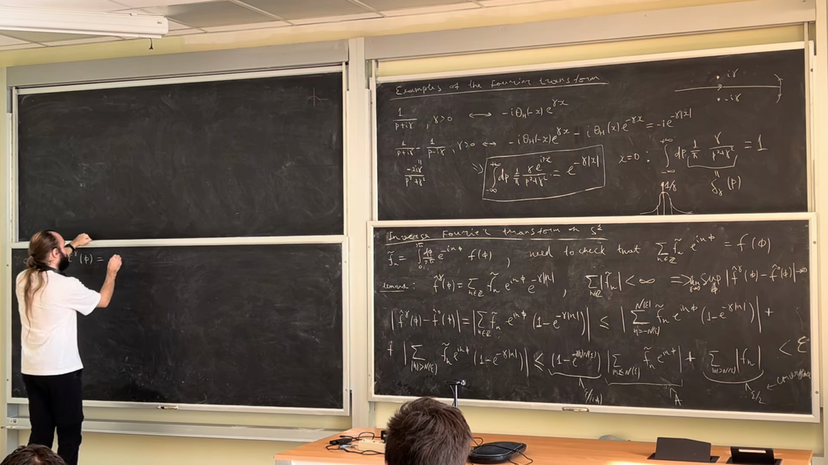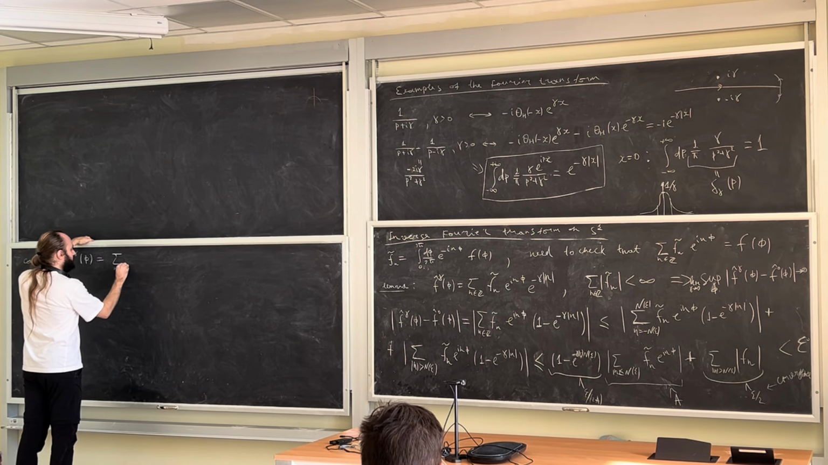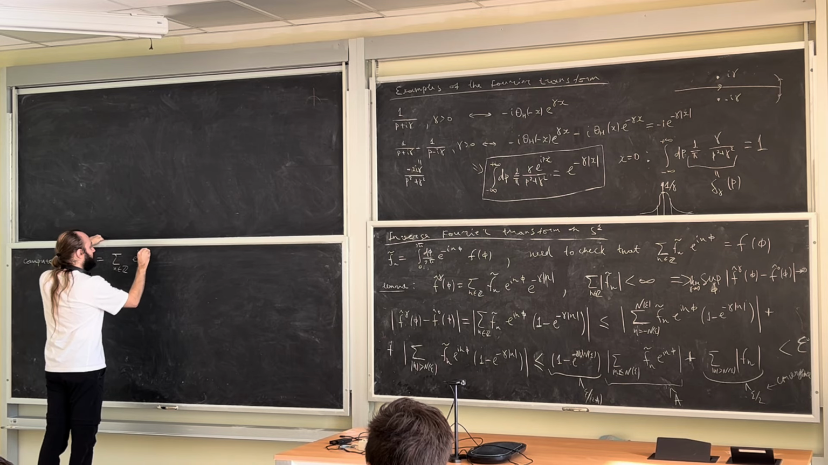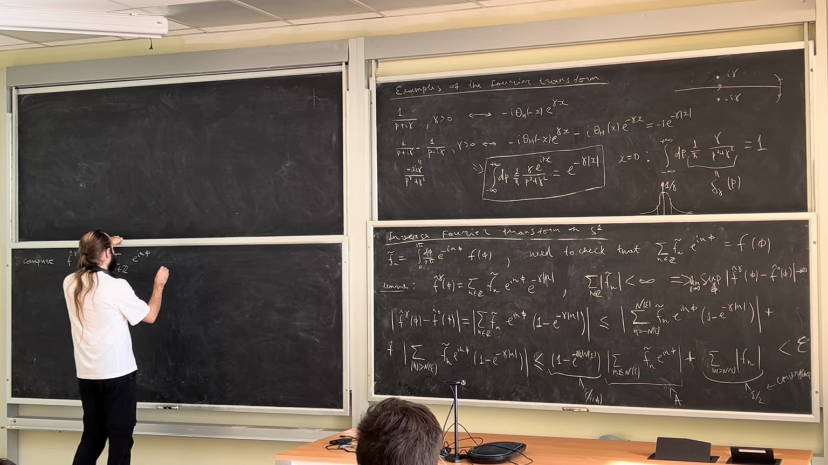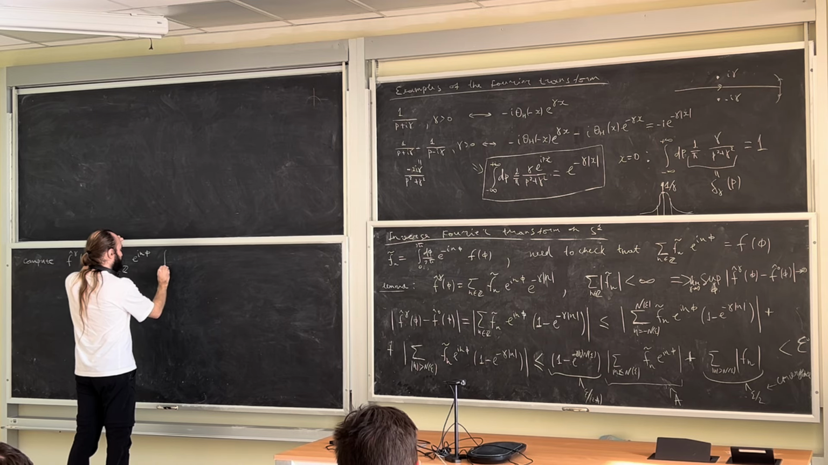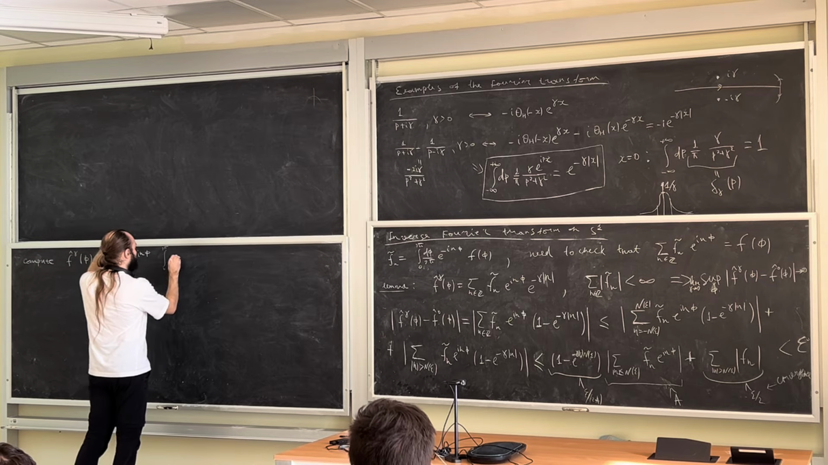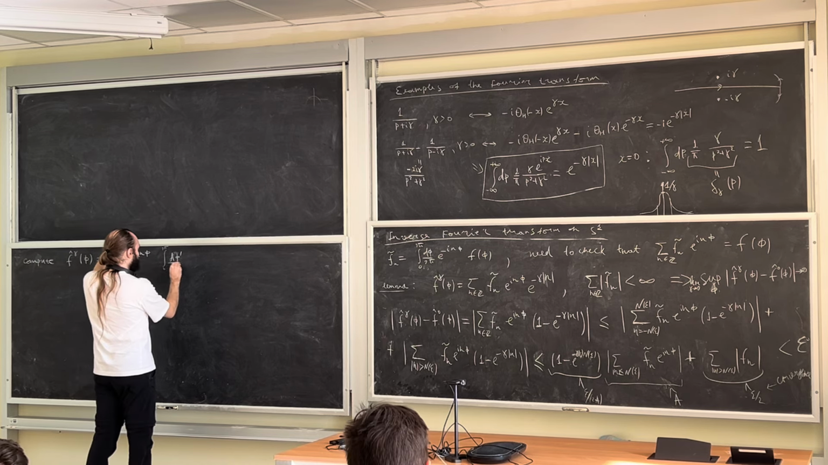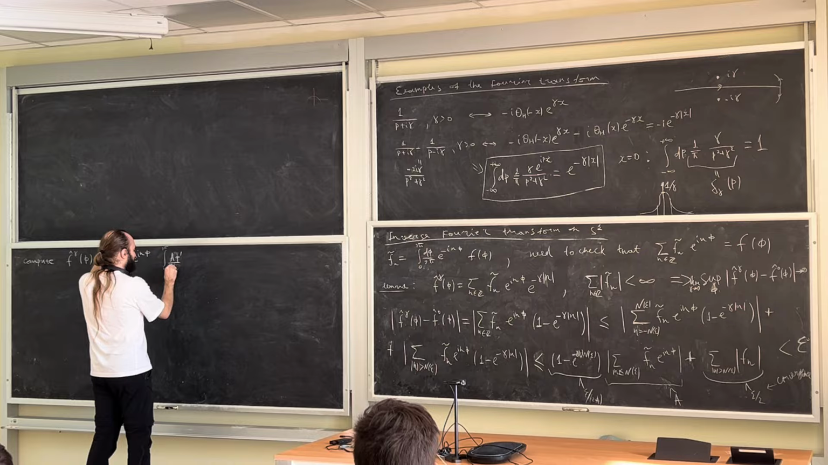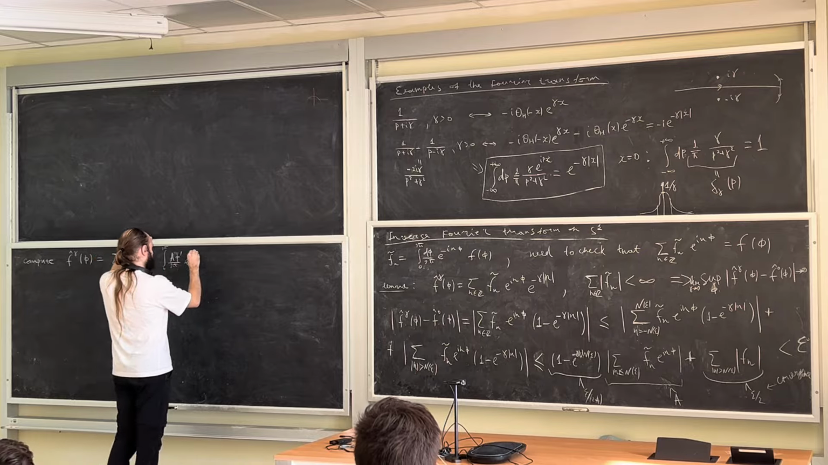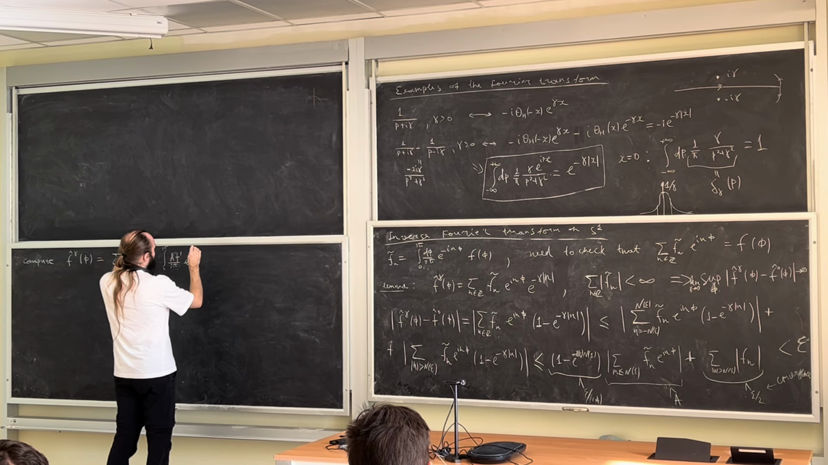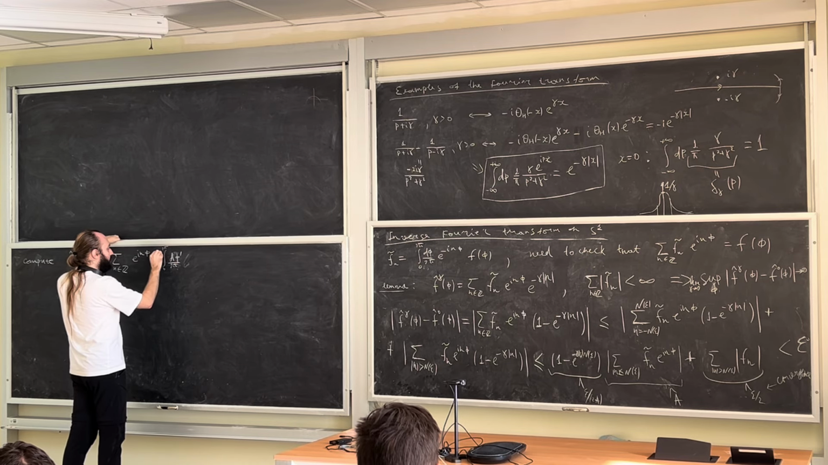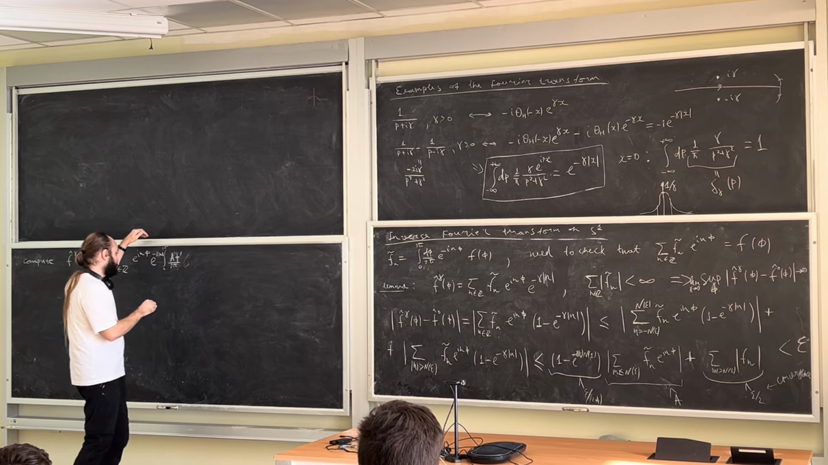So it equals the sum over integer numbers n of e to the i n phi, integral from 0 to 2 pi d phi prime over 2 pi, minus, well, let's put this regulator here, gamma absolute value of n.